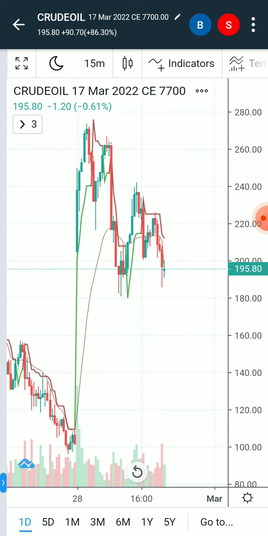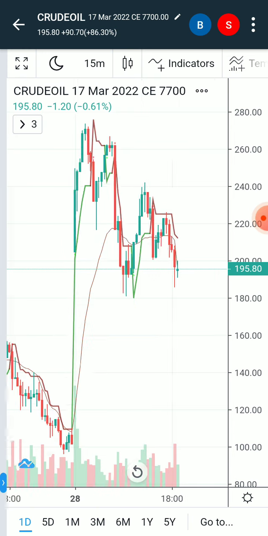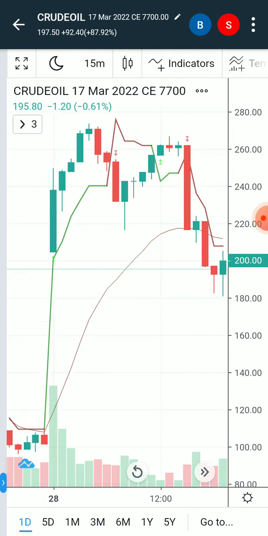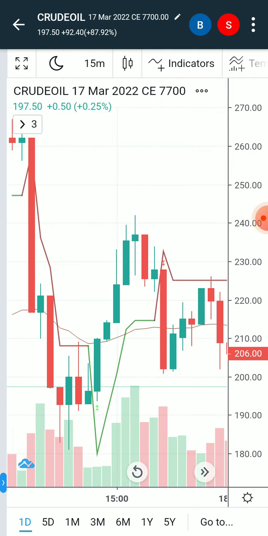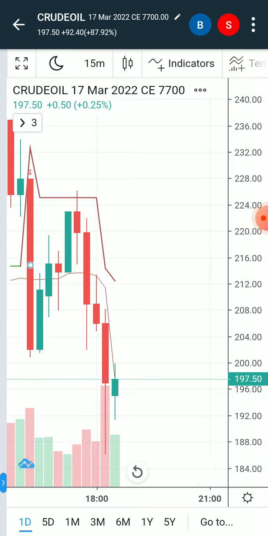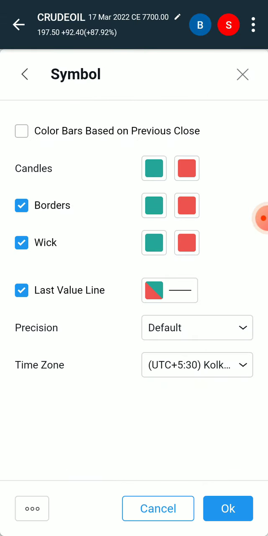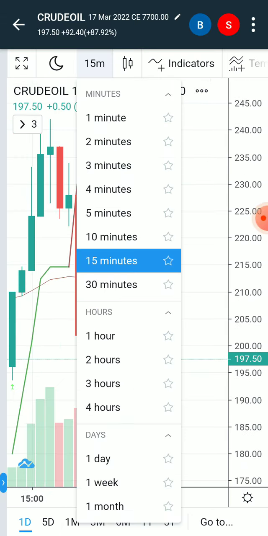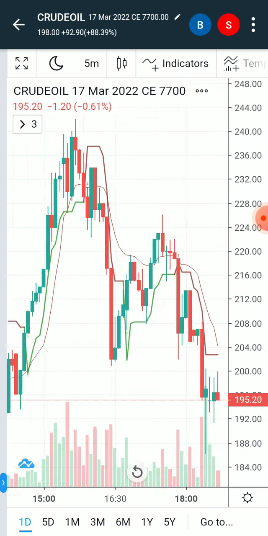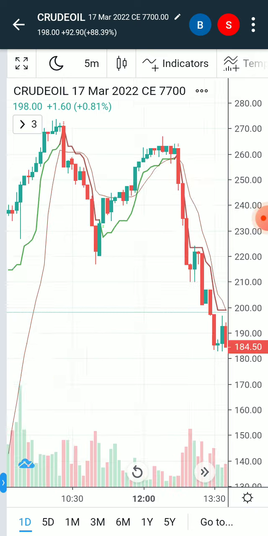So here we can see that today it has opened gap up, and after gaining momentum it has now lost the momentum, and it is now trading at 197, right? So let me just go back to the 5 minute chart and see what were the points that we could have entered.